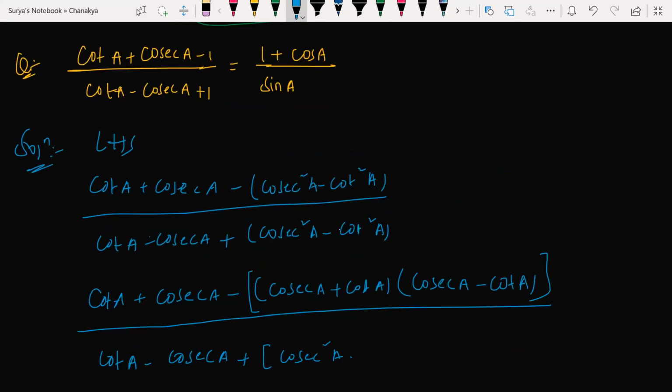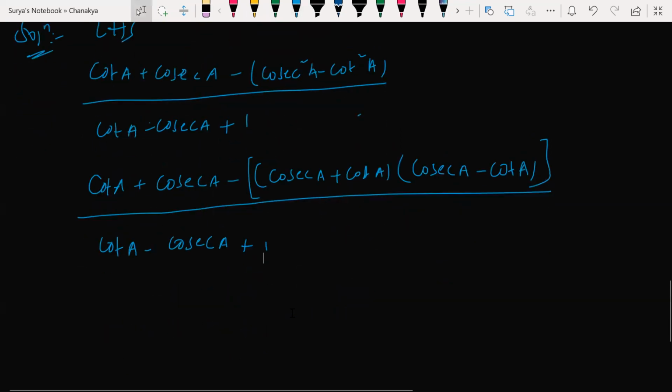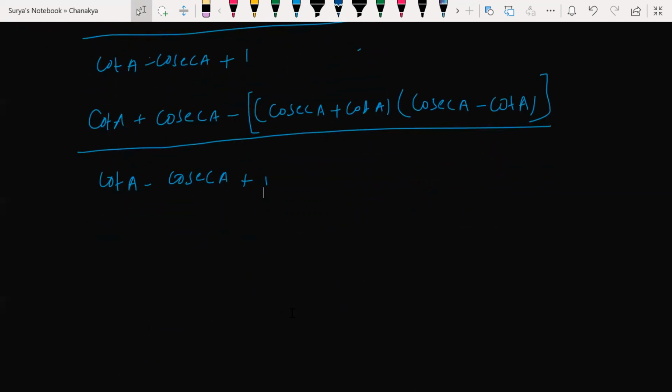Or else look at it. Let us keep the denominator as it is. We don't need to write anything. Why? Because without writing itself, we can do that very easily. I'll show you how. The denominator I'm not changing, only the numerator I'm changing. Suppose we can cancel it. Why? Because look at it. So cot a minus cosec a, can I take it common? Cot a minus cosec a.